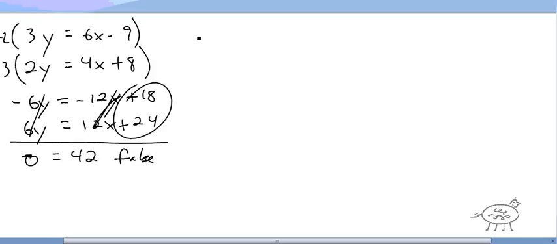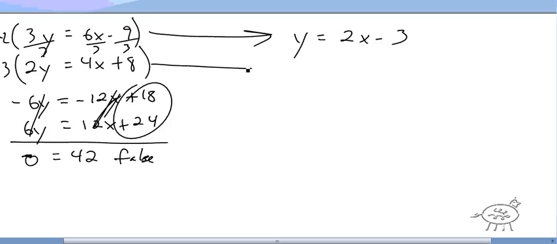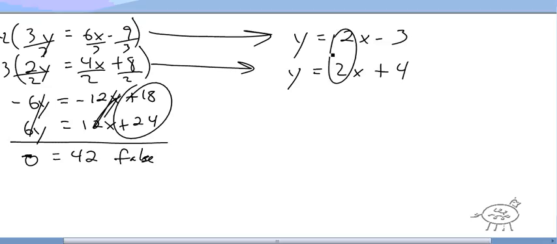Well, let's take a look at this one again too. If I rewrite the first equation, solving for y, I'm going to divide everything by 3. So I get y is equal to 2x minus 3. And if I do the second equation, divide everything by 2, I get y is equal to 2x plus 4. And what did I tell you in the beginning, back in the day? It's got the same slope. If it's the same slope, what kind of lines are they? They're parallel lines.